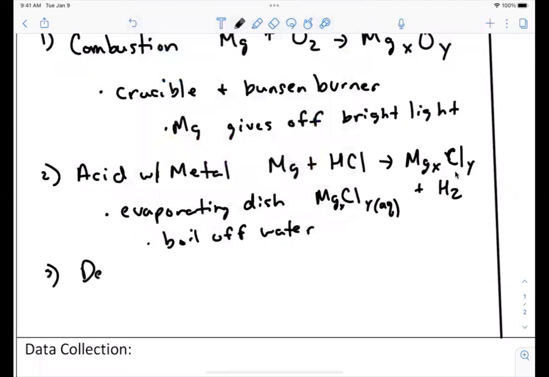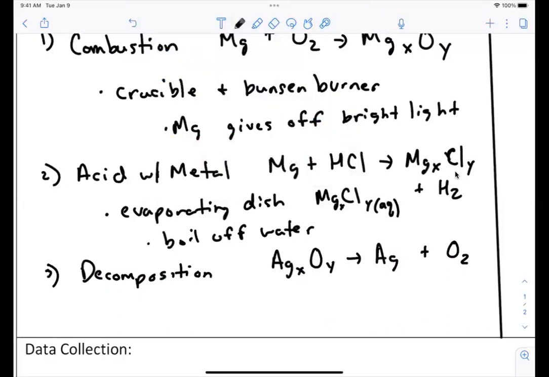And the last thing is decomposition. You might start with a metal oxide and decompose it into its different elements. So generally this just requires very high heat.